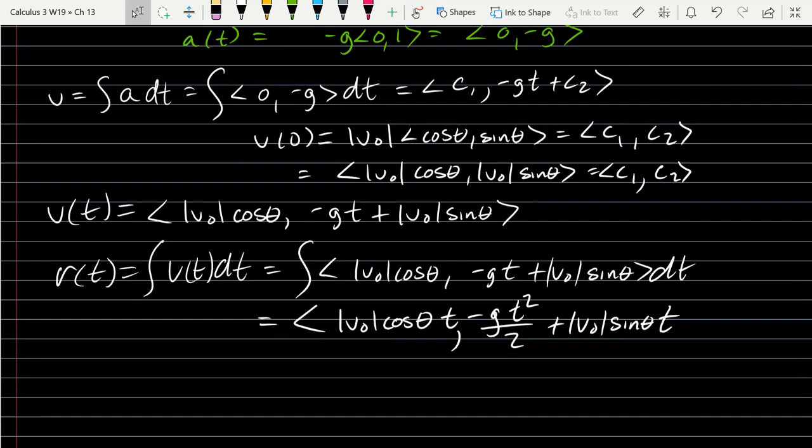Oh, that's a good question. What is our variable for integration? So yeah, we're just basically copying. The only thing that's not constant is the t and the negative gt. I did not leave room for my constants.